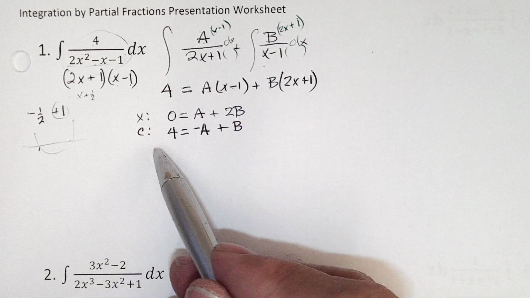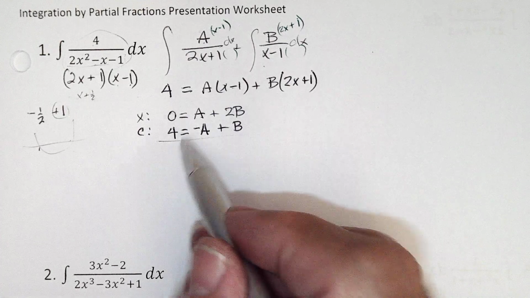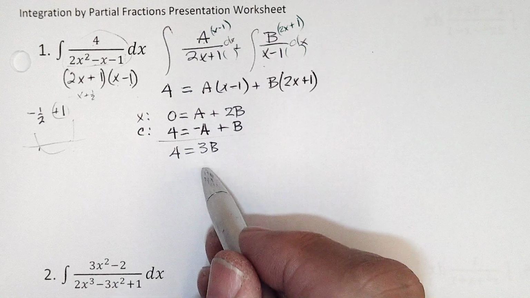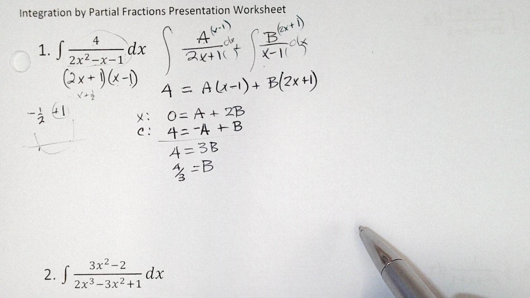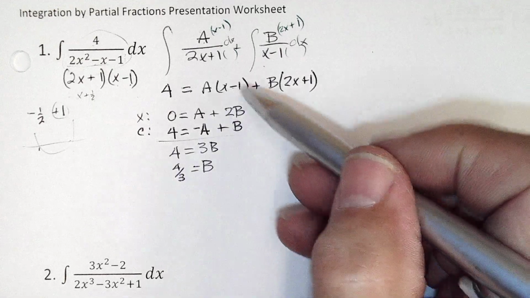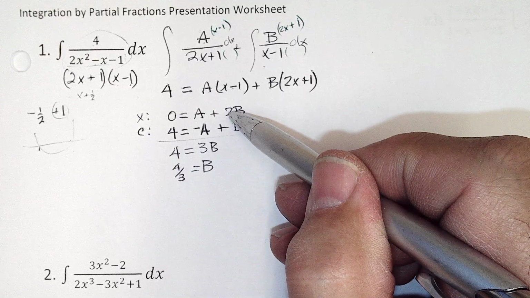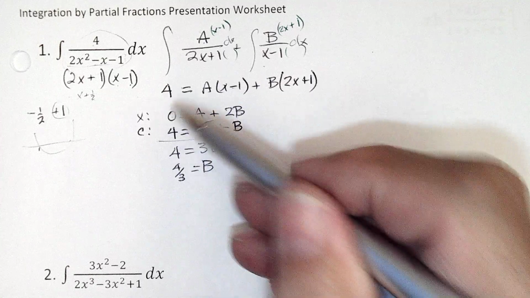I can type this as in matrices, but this is pretty simple. I can just add these two, the a's drop out, and I get 4 equals 3b. So b equals 4/3. And if b is 4/3, times 2, that's 8/3. So a would have to be minus 8/3 to get 0.